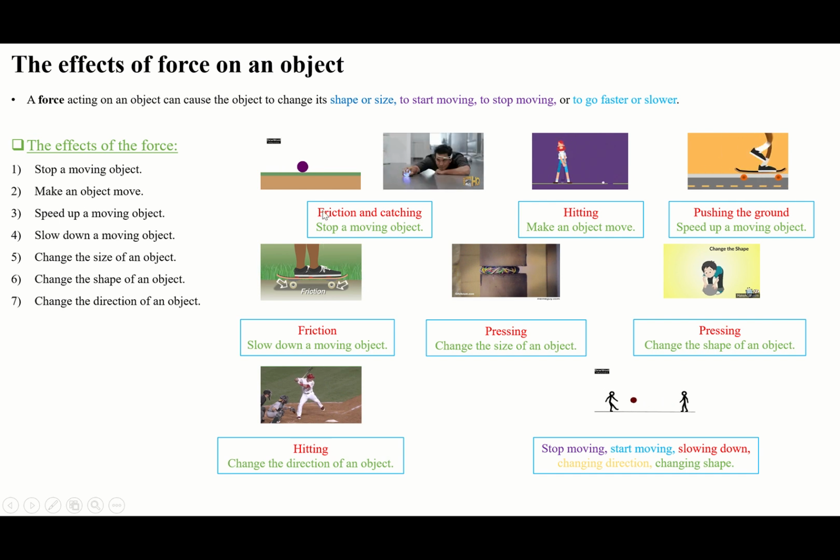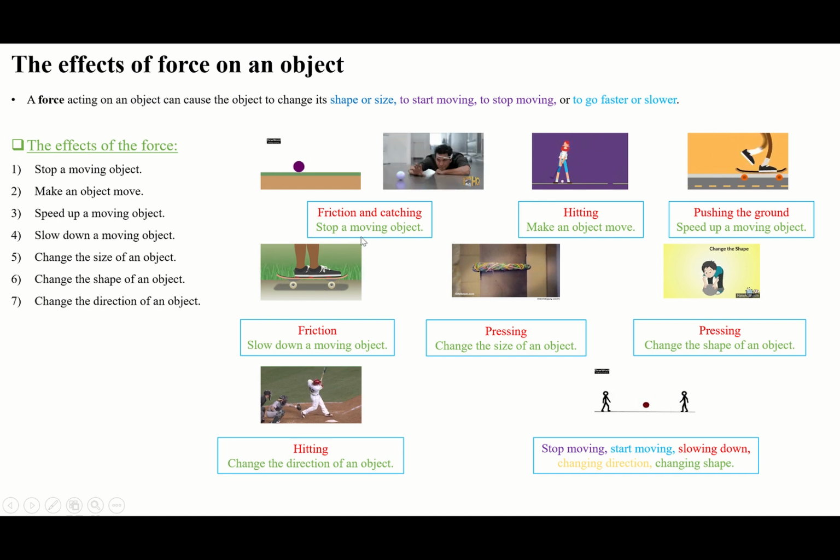We have some examples here. I have written the forces in red and the effects in green. If you look at these two, the force here is friction, and here the force is catching, catching the ball. What is the effect of these two, this friction and this catching? Stop a moving object. By these two forces, something changed. The object stopped.